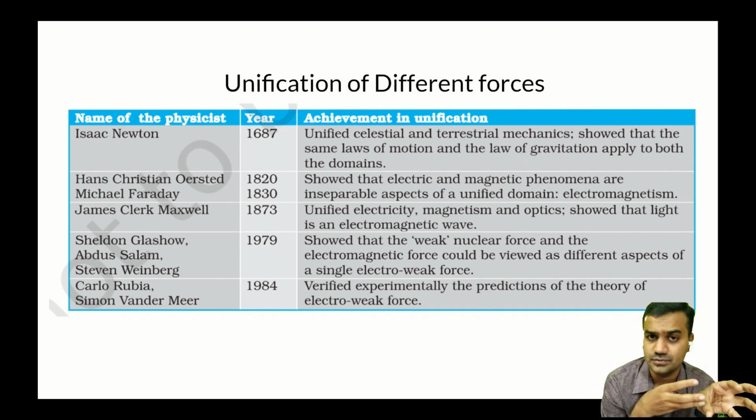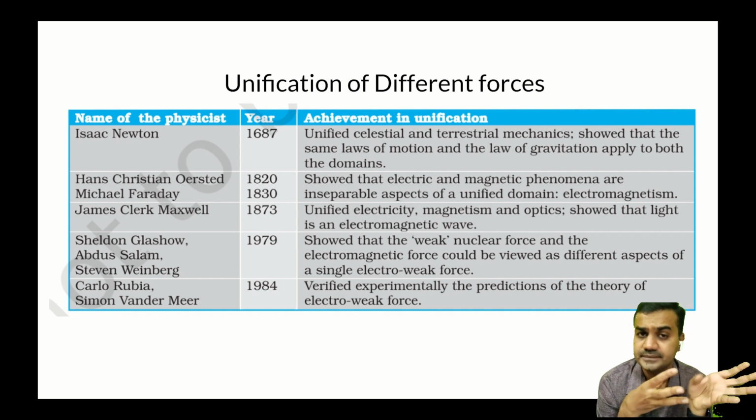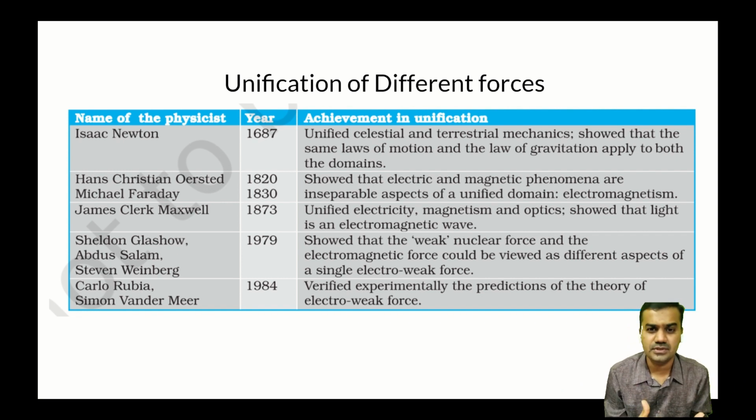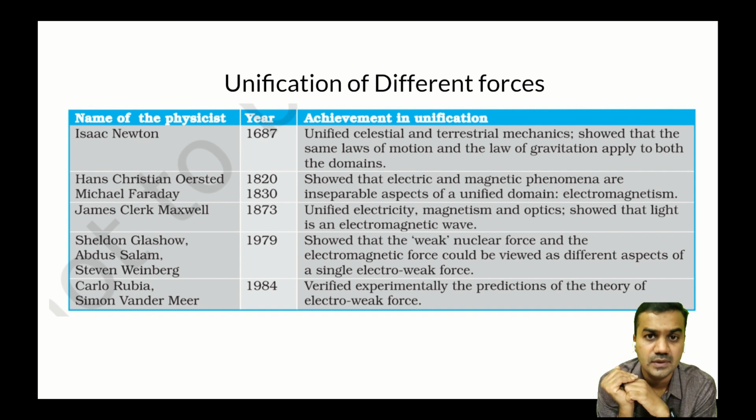Weak nuclear force is one type of force which acts during radioactivity, when the nucleons and the alpha particles experience some amount of force. That force is nothing but the weak nuclear force. And the force between electric charges, at rest or in motion, we call the electromagnetic force. We assumed that they have different domains. Weak nuclear force is different from the electromagnetic force.